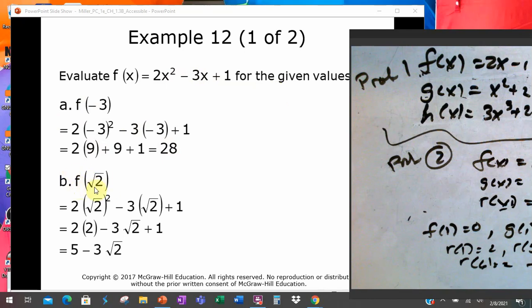Here is evaluate f at the square root of 2. What is the value of the function at the square root of 2? Square root of 2 squared minus 3 square root of 2, plus 1. Do your simplification where you can, and then this would be the exact form of the solution.